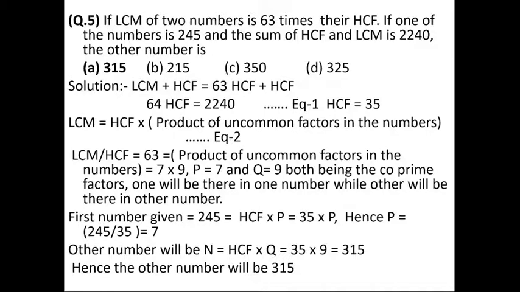If LCM of two numbers is 63 times their HCF, if one of the numbers is 245, the sum of HCF and LCM is 2240, then the other number is. Look here, the things are being played around the same thing. Two numbers, HCF, LCM, multiple, addition. But the variables are only four. Number one variable, number two another variable, LCM third variable, HCF fourth variable. And all the problem is talking about their relationship. It's all simple. You go through the formulation, you will understand the solution.